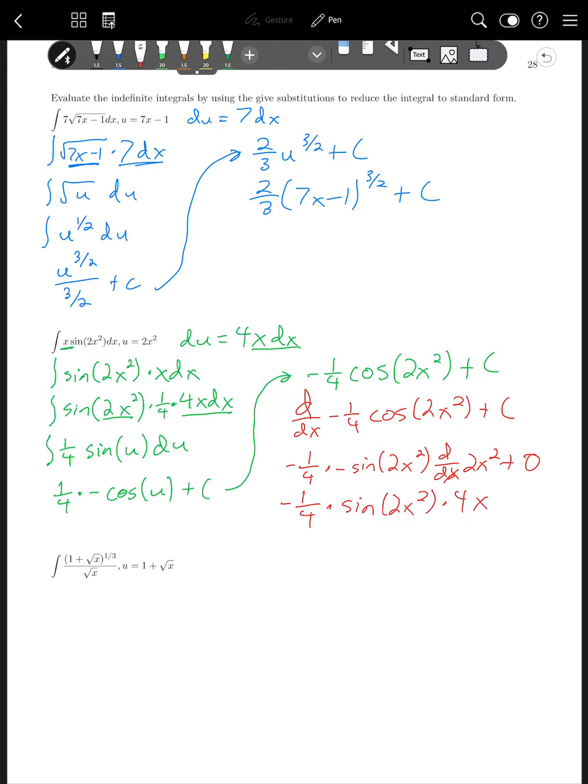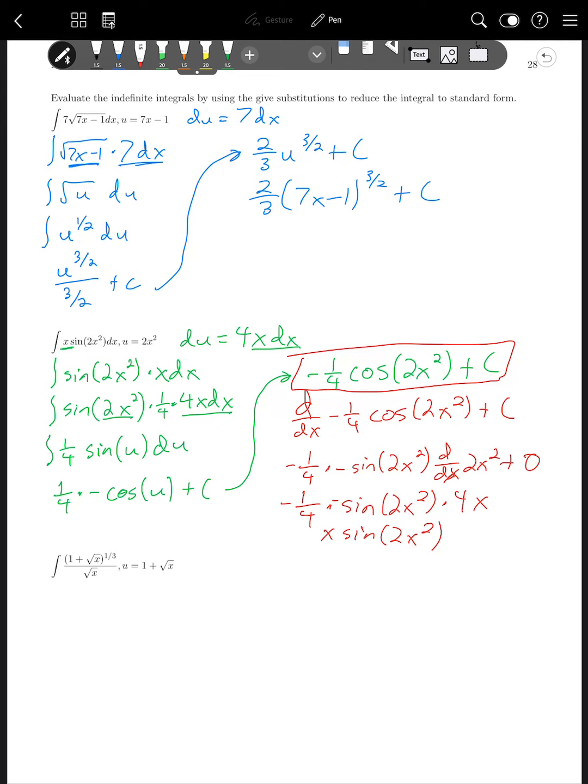And then if you multiply this all together, we lost the negative there. Negative times negative is positive. 1/4 times 4 is 1, so we just get x sine of 2x squared, which is exactly what we started with, right? That's the original expression, so that checks out. So this is our indefinite integral. Okay, so that's the idea. So the same kind of thing is going to happen with the next one.